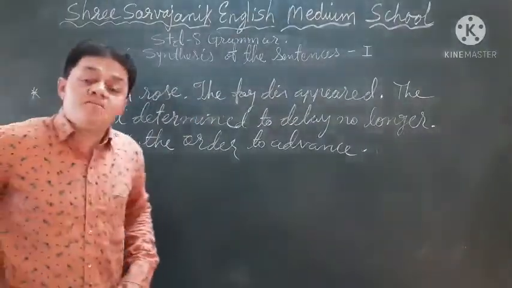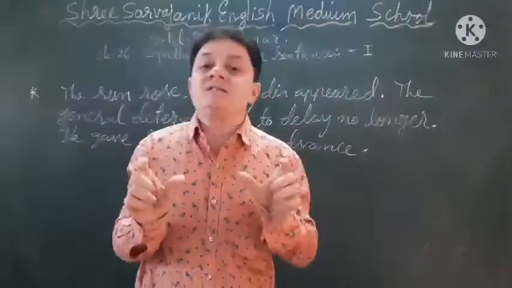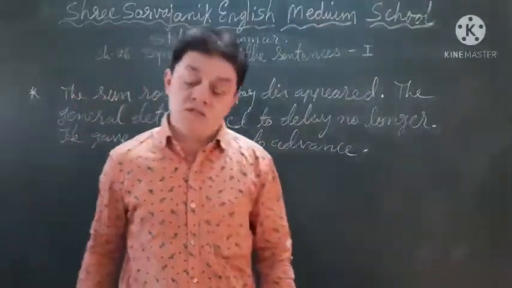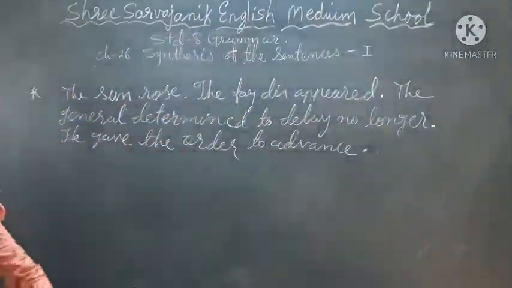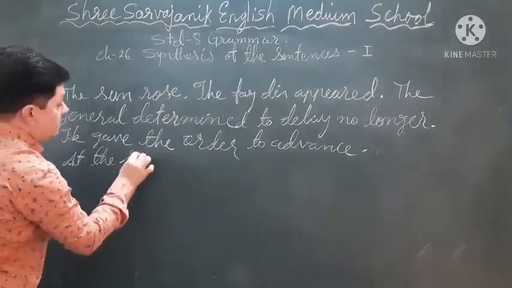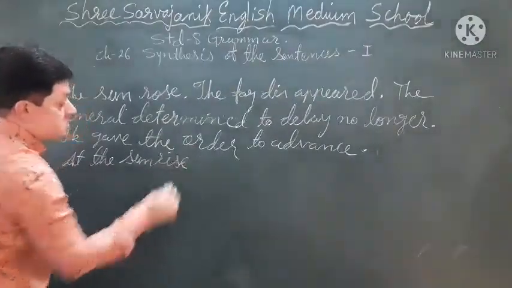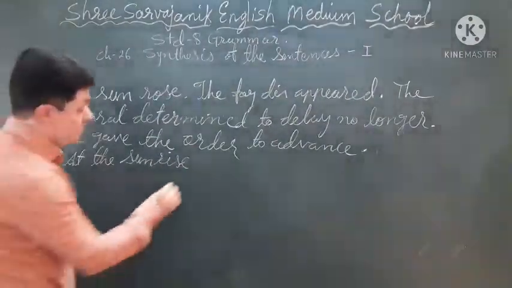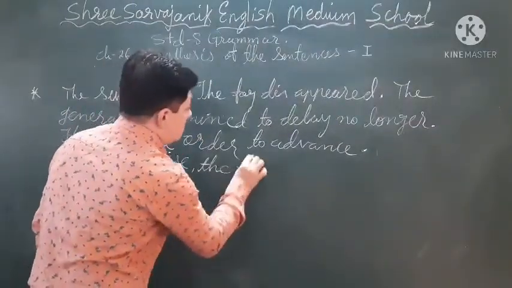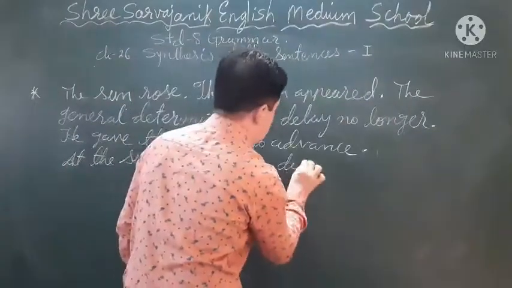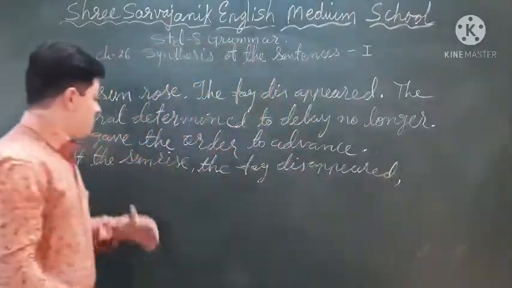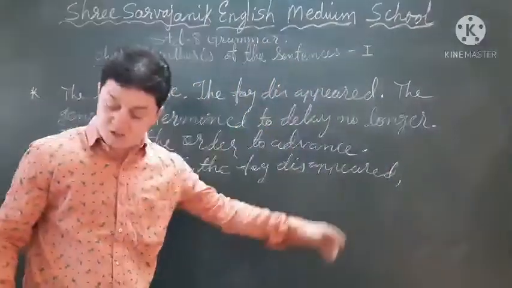So this type of two or three sentences are there. So how do you join? Once you practice the small two sentences, as many as you can, you can do this type of more than two or three sentences. Okay. So how will you do it? At the sunrise. When the sun rose, the fog disappeared. At the sunrise, the fog disappeared.